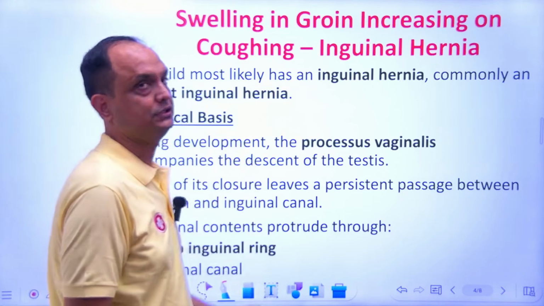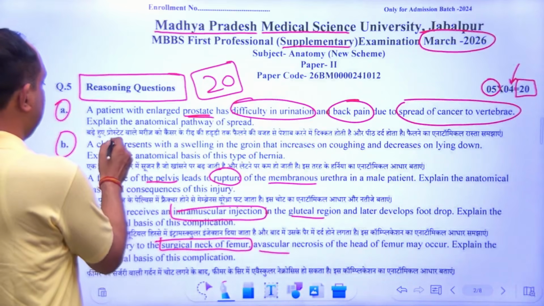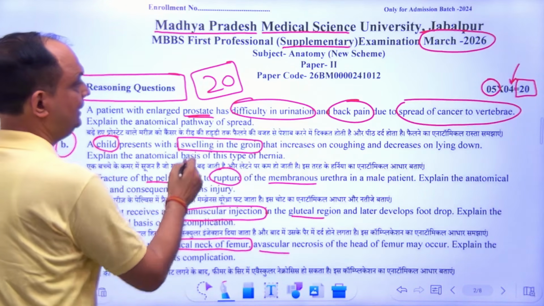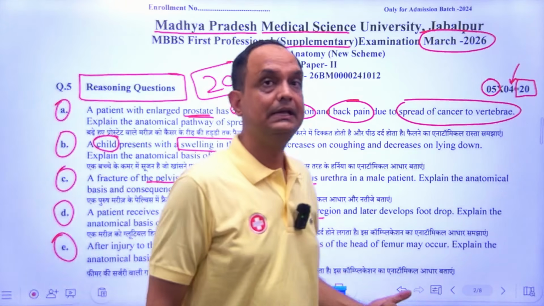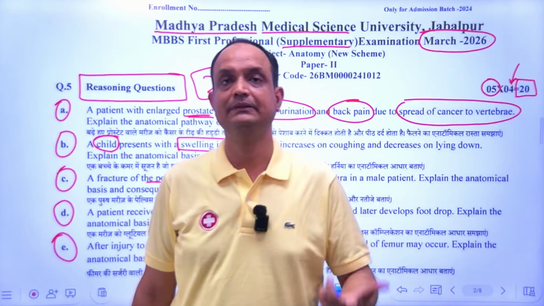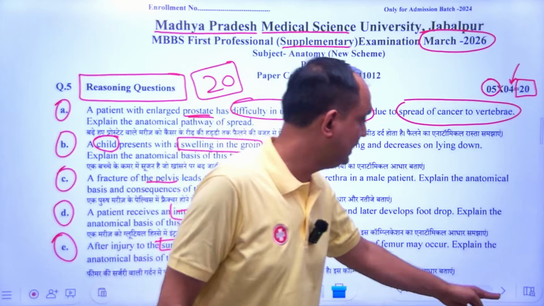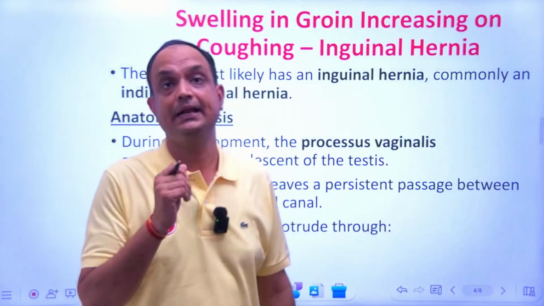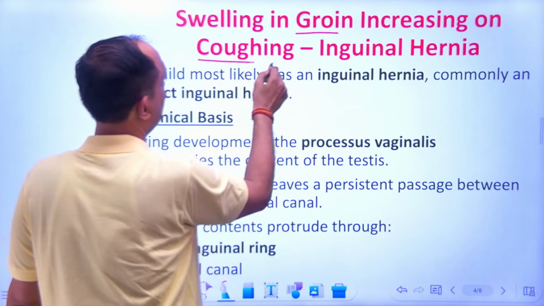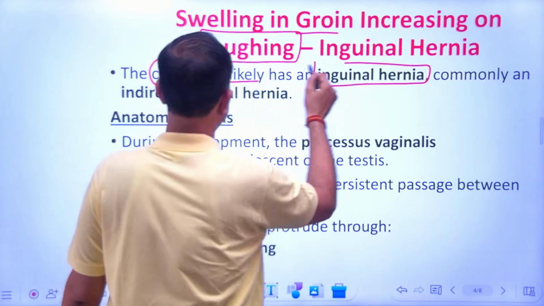when you read the question, you have to keep one thing in mind, that here the key feature is that it is a child who presents with swelling in the groin, and this child age group is an indication that whenever we are talking about the types of hernia, you have to keep this in mind, that a child always has an indirect inguinal hernia. What type of hernia? Indirect inguinal hernia. So this groin swelling increases on coughing, and the child most likely has an indirect inguinal hernia.